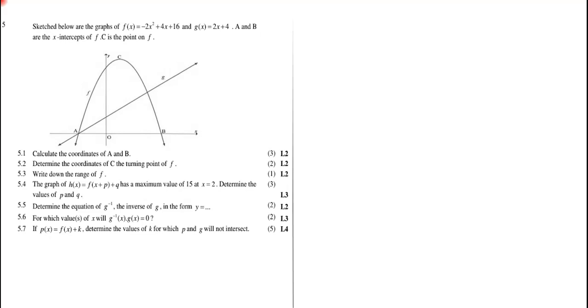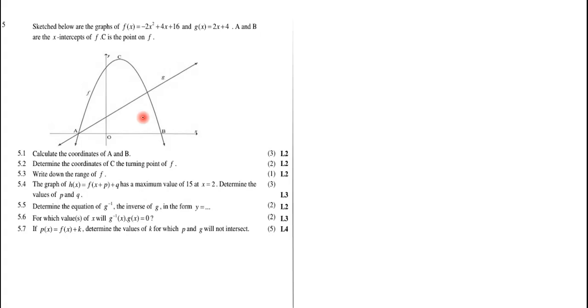The question reads as follows. Sketched below are the graphs of f of x, which is equal to minus 2x squared plus 4x plus 16, and g of x, which is 2x plus 4. A and B are the x-intercepts of f, and C is a point on f. All right, so now let's read the first question: calculate the coordinates of A and B.